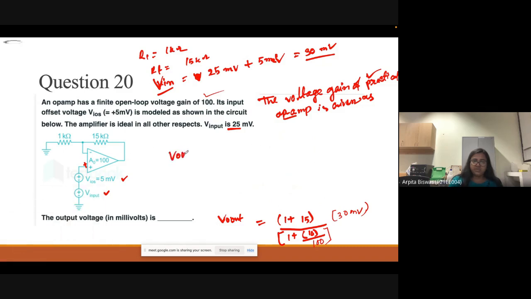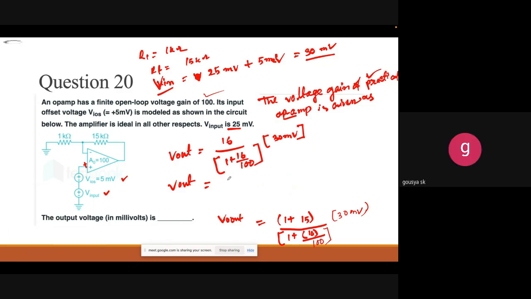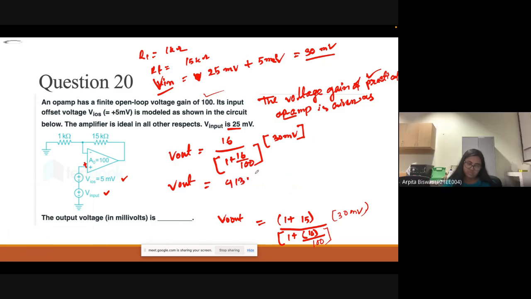So the value of V output is 16 by 1 plus 16 by 100, into 30 millivolt. Now tell me after calculation, what is the value of V output? Yes, 413.79 millivolts.